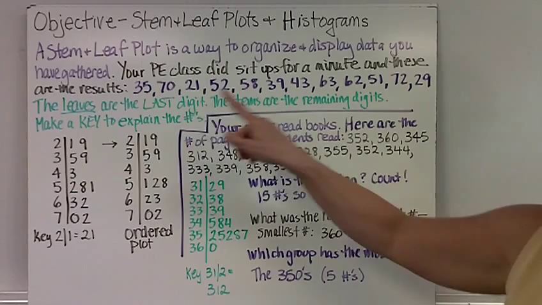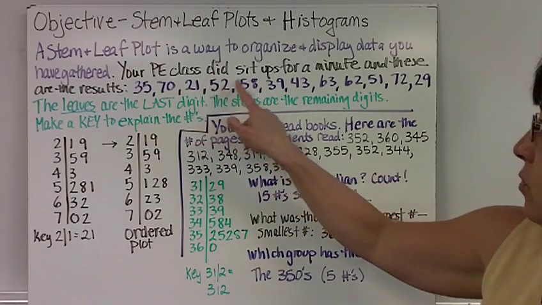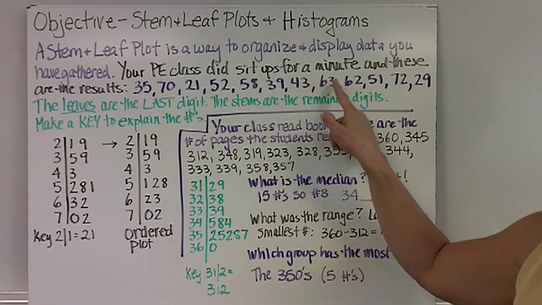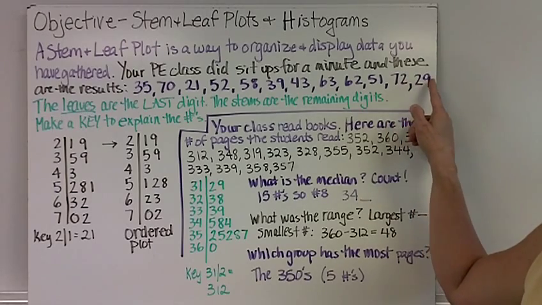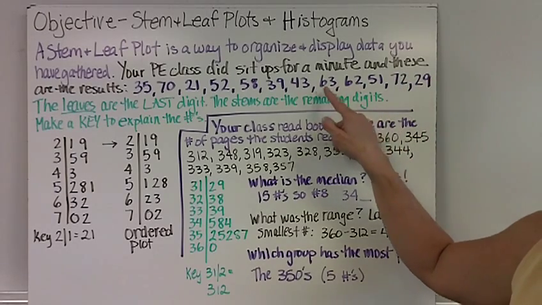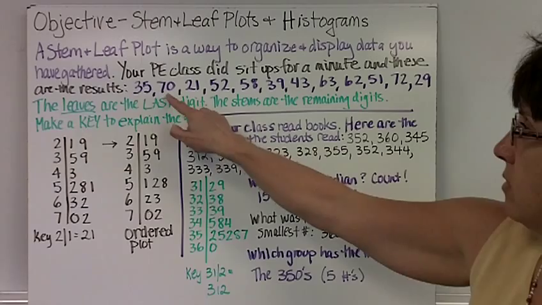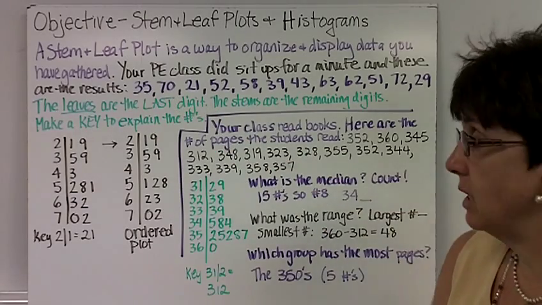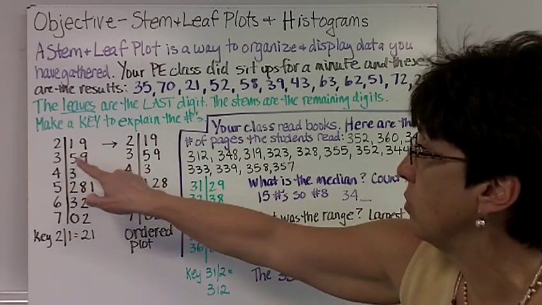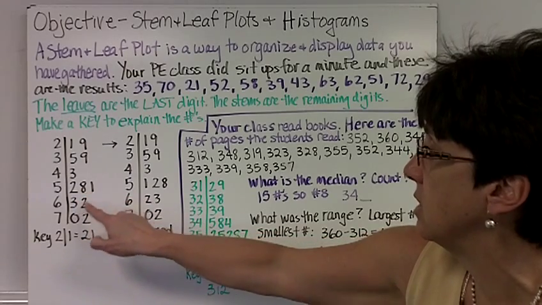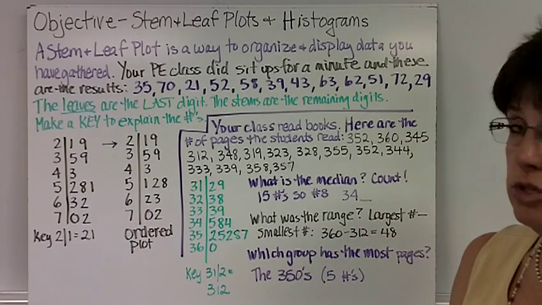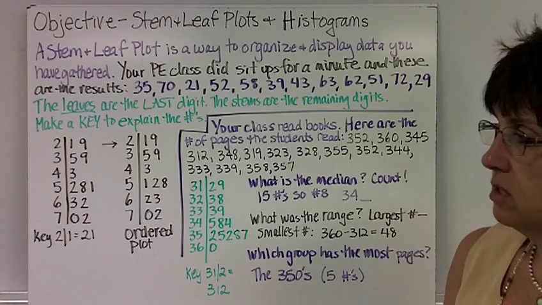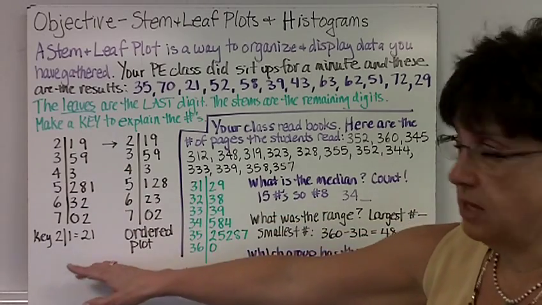Then you can see, since I have 12 numbers, I should have 12 leaves. 1, 2, 3, 4, 5, 6, 7, 8, 9, 10, 11, 12. Okay, I do. I know this looks a little weird, but here's the key that explains it.